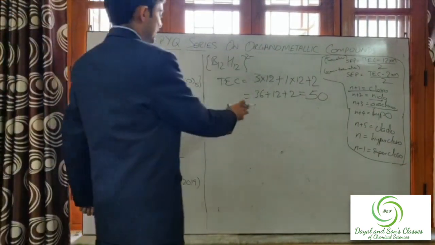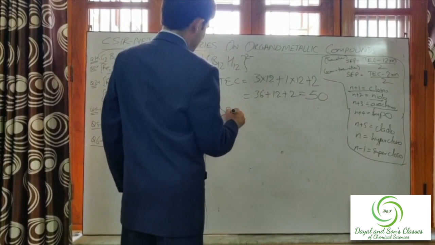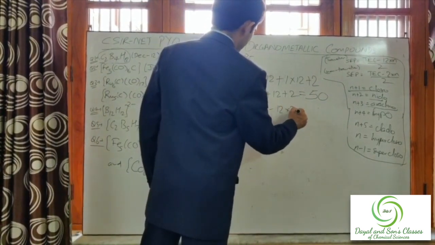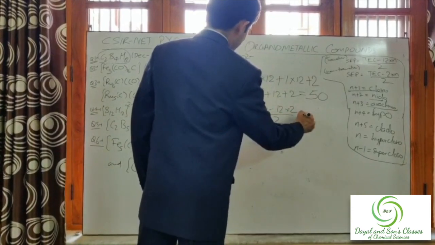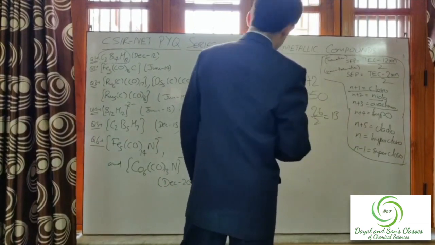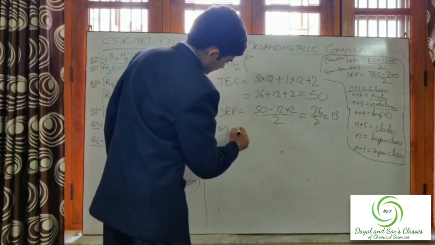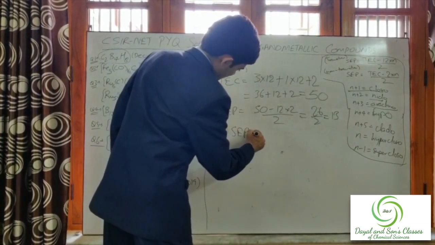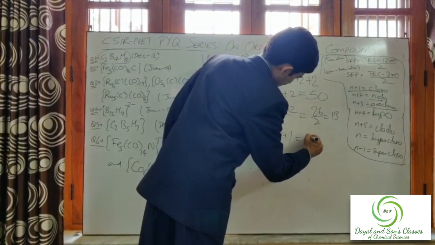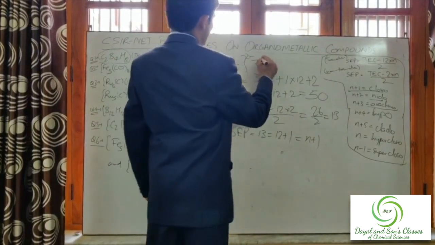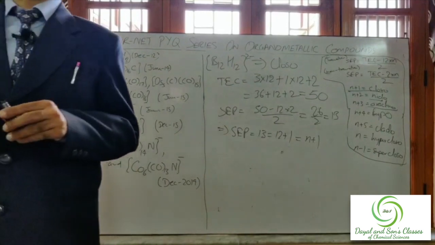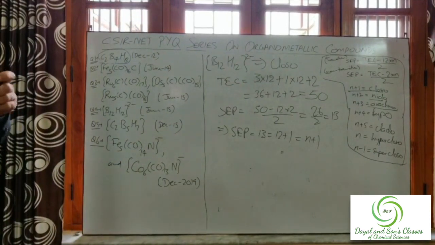It comes out to be 50. Now SEP is equal to (50 minus 12 into 2) divided by 2, that will come out to be 26 upon 2, that is 13, which implies SEP is equal to 13 and n is equal to 12. Plus, we can write it as 12 plus 1 is equal to n plus 1, implies Closo. This will be a Closo. This will be Closo.